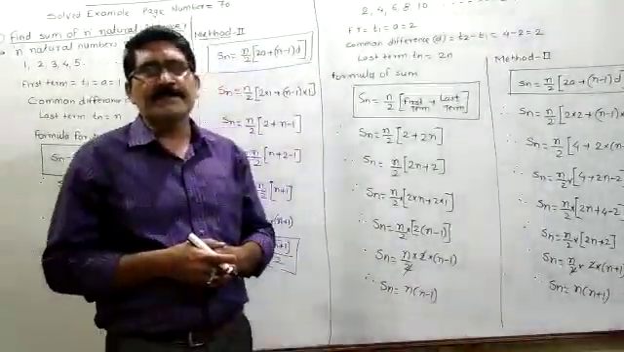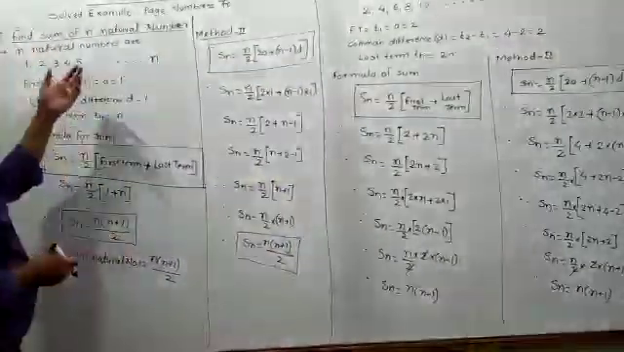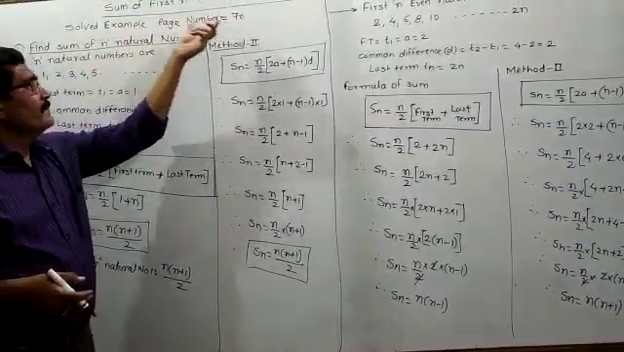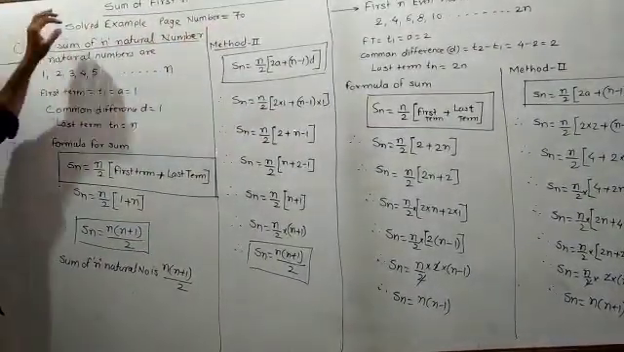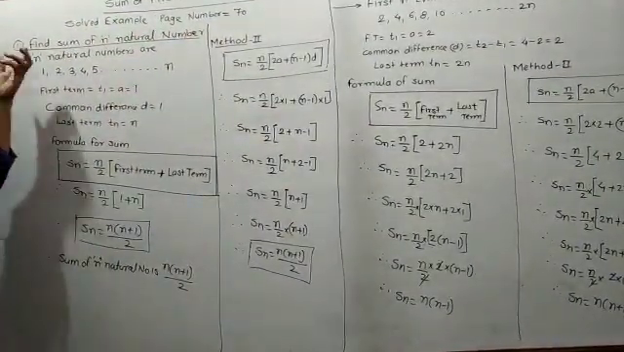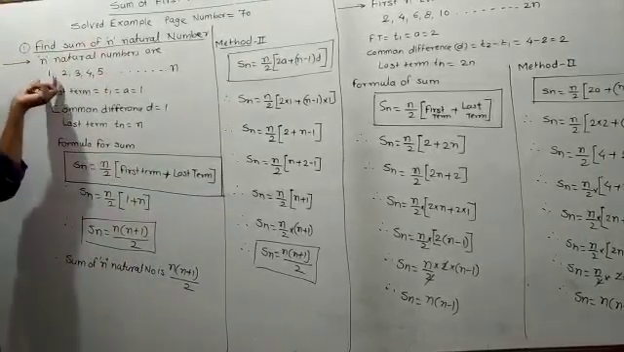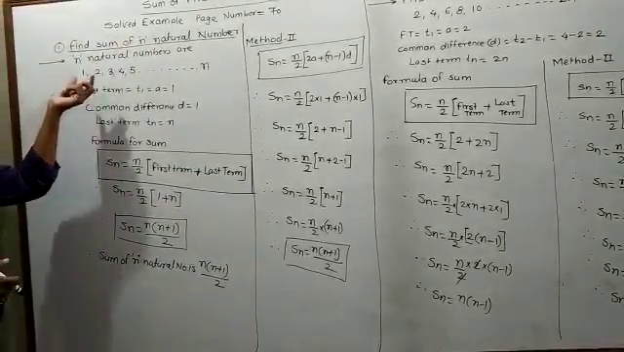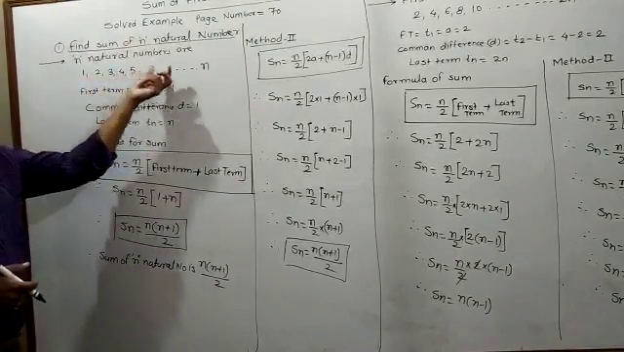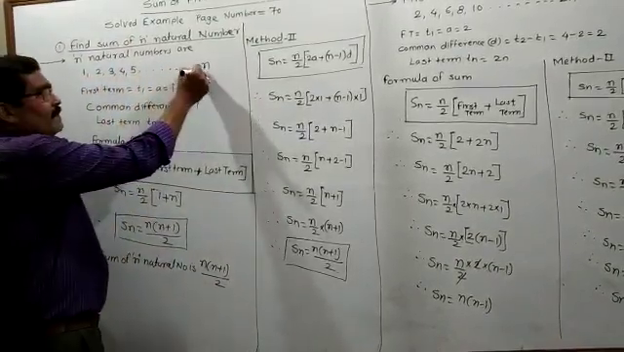Friends, you have to start with solved examples of page number 70. The first example is: find the sum of n natural numbers. The n natural numbers are: the first number is 1, because natural numbers start with 1, then 1, 2, 3, 4, 5, and so on, and the last term will be n.